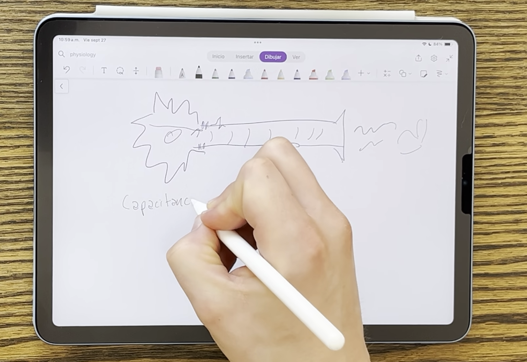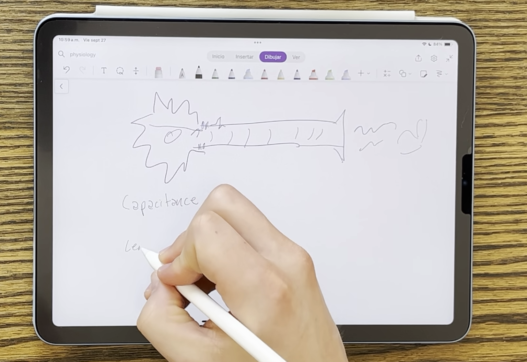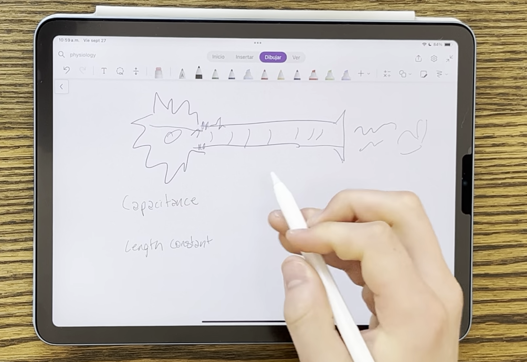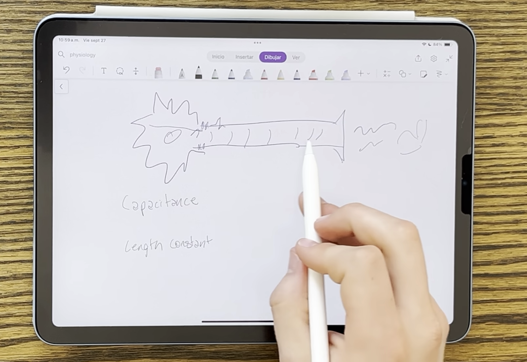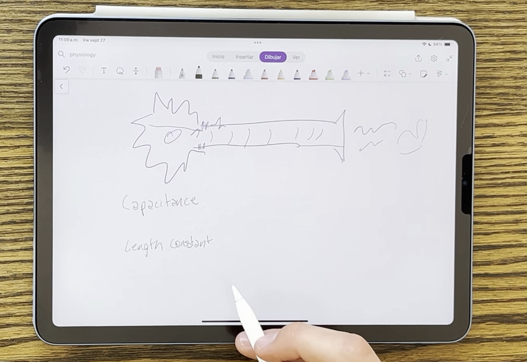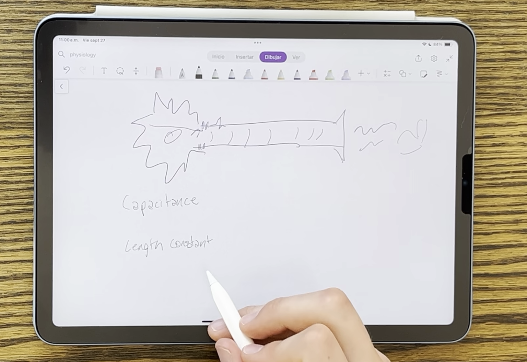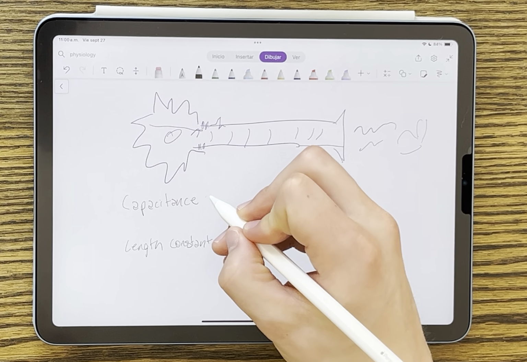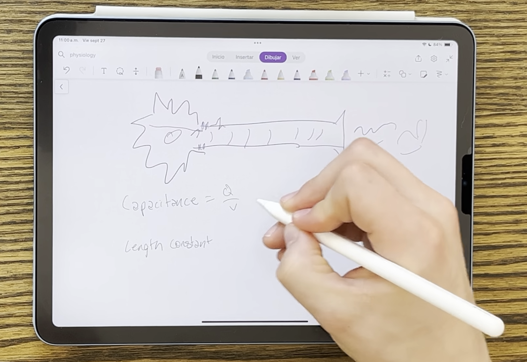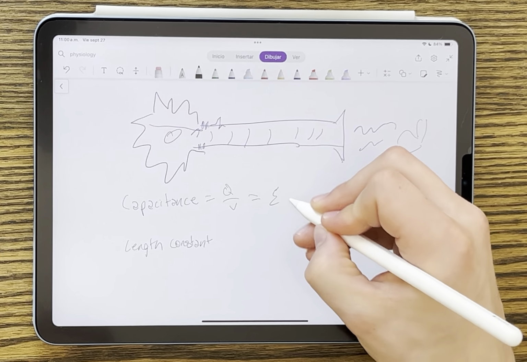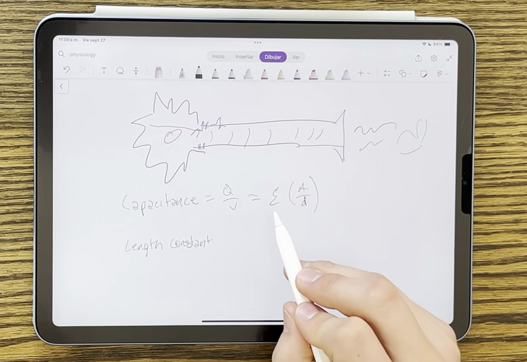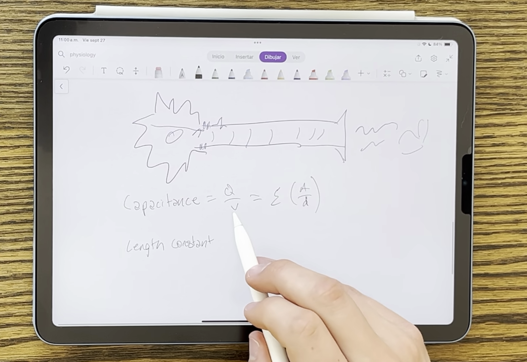Capacitance is one, and then the length constant is the other. In lecture, we called these propagations of the action potential bongs, or almost like a sound wave, right? And so for capacitance, there are two ways to write this. We can write Q over V, or we can write epsilon times A over D. Q is charge and V is voltage.